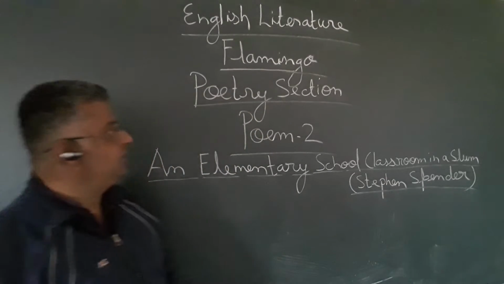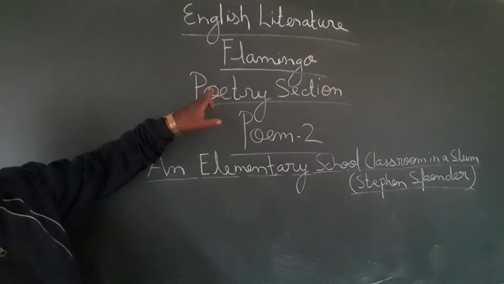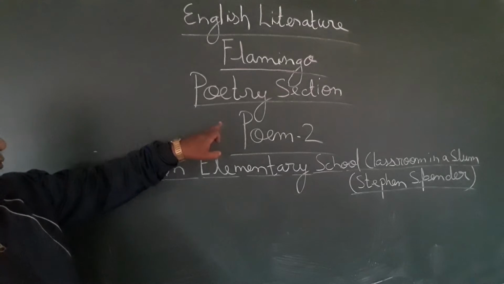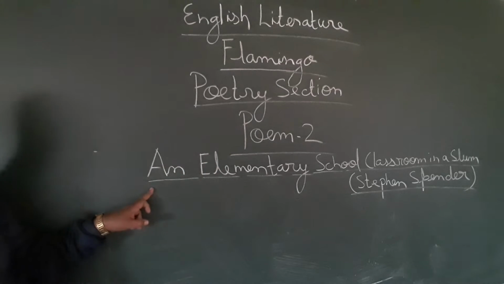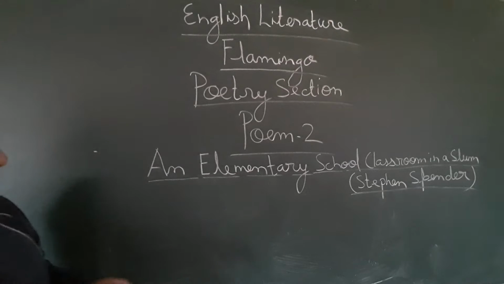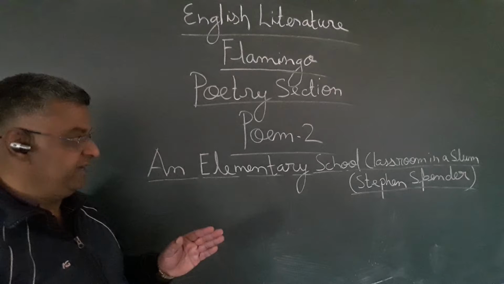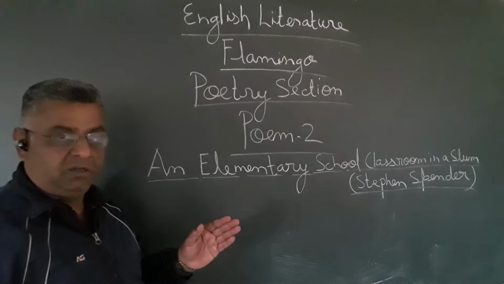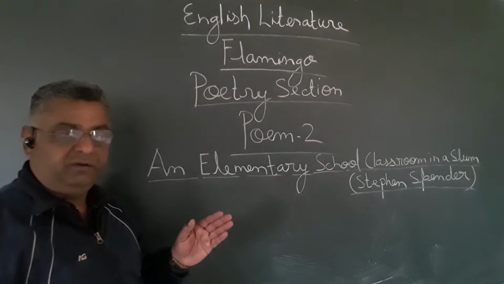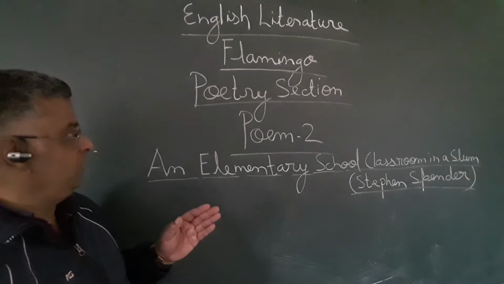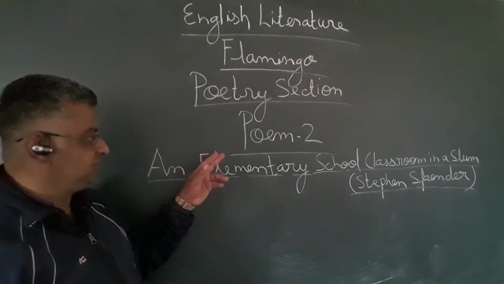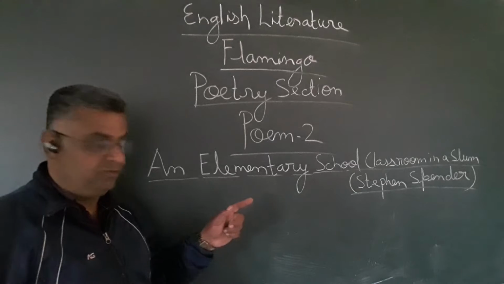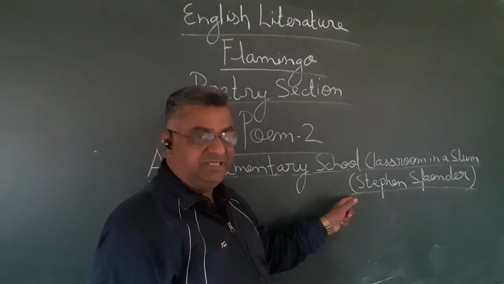Today, in the Flamingo section, literature part, we'll be doing the poetry section. Poem number 2, An Elementary School Classroom in a Slum, by Stephen Spender. Who is the poet? Stephen Spender. We have already done poem number 1, My Mother at 66. Today we will be starting with poem number 2, An Elementary School Classroom in a Slum. Who is the poet? Stephen Spender.